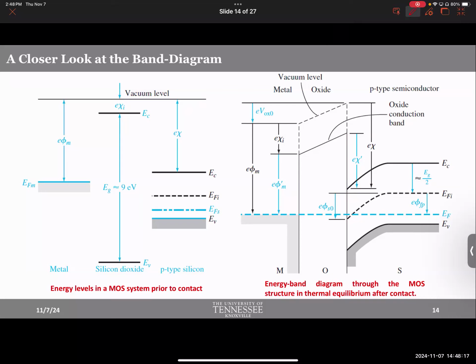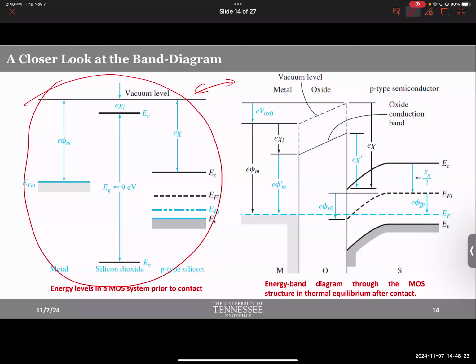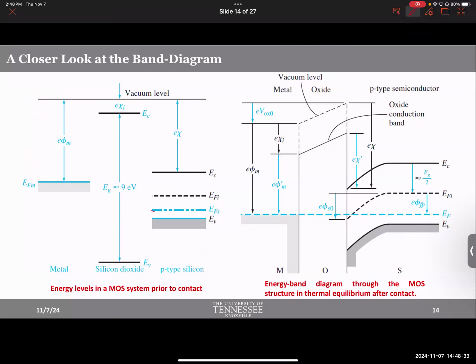All right, now this is pre-contact. When you put these three materials in contact, I hope you know this by now, bands will bend, right? Electrons will redistribute to achieve what? To achieve a common Fermi level. Notice the Fermi levels were not in the same place before. Here and here, there are two different locations for Fermi levels. When you put them together, the overall system will have one common Fermi level, and in trying to achieve so, bands will bend.